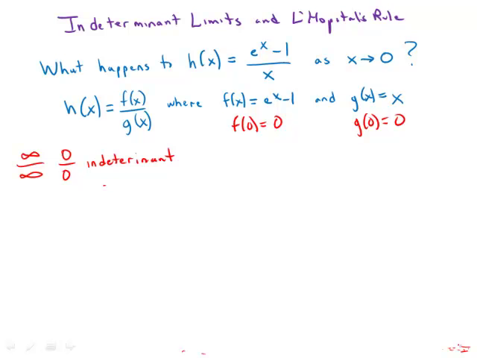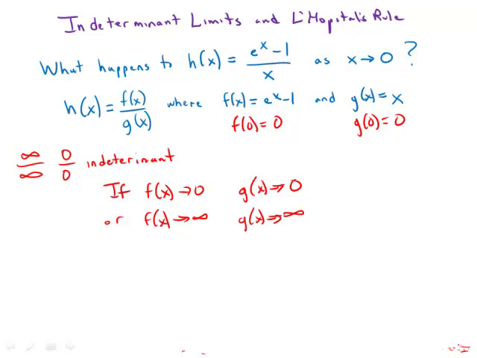And so, if we have an f that goes to 0 and a g that goes to 0, or we have an f that goes to infinity and a g that goes to infinity, either way, the limit as x approaches c of f of x over g of x, which would be the indeterminate limit, we can evaluate by taking the same limit of the derivatives.